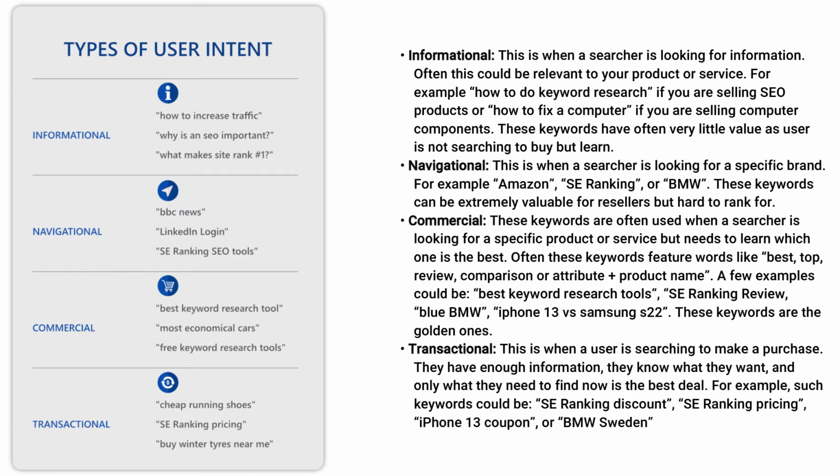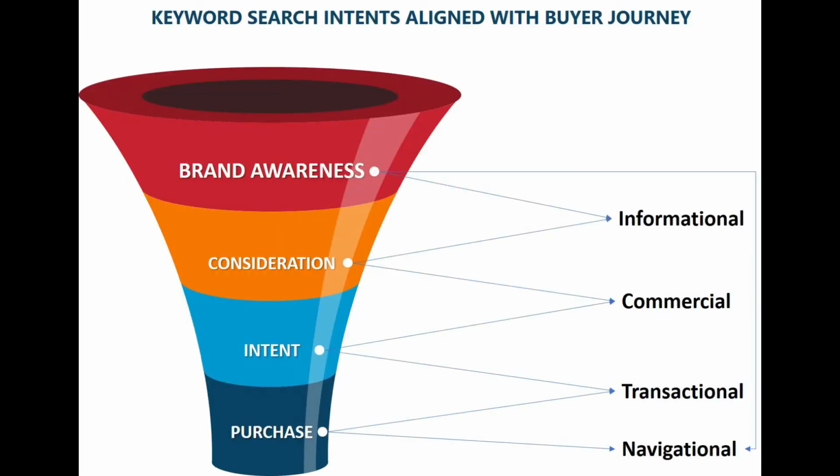And the last type is transactional. This is when a user is searching to make a purchase. They have enough information, they know what they want, and all they need to find now is the best deal. For example, such keywords could be SE Ranking discount, SE Ranking pricing, iPhone 13 coupon, or BMW Sweden. And you might also notice that the search intent aligns with the buy journey.